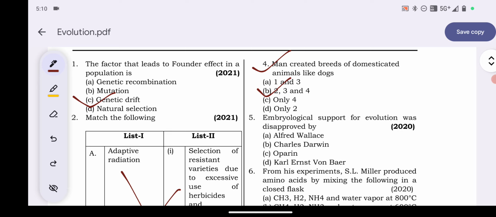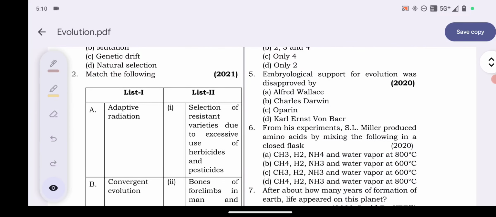Explanation: anthropogenic evolution can be seen in herbicide resistant plants, drug resistant eukaryotes and man-made breeds of domesticated animals such as dogs. The Galapagos Island Darwin finches are an example of adaptive radiation, not anthropogenic evolution. That's why statement 1 is the wrong one and these 2, 3 and 4 are the correct answer. So option B here is the correct answer.